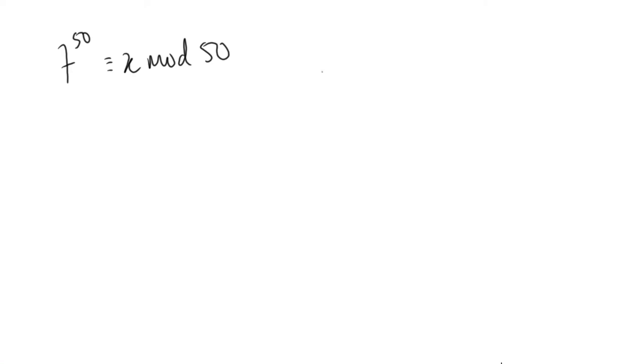Okay, so for this question, we've been asked to find the remainder when 7 raised to the power of 50 is divided by 50, okay? So this is exactly the same as finding an integer x which is congruent to it in mod 50. So I can observe that 7 squared is equal to 49, and I know that 49 is congruent to negative 1 in mod 50.